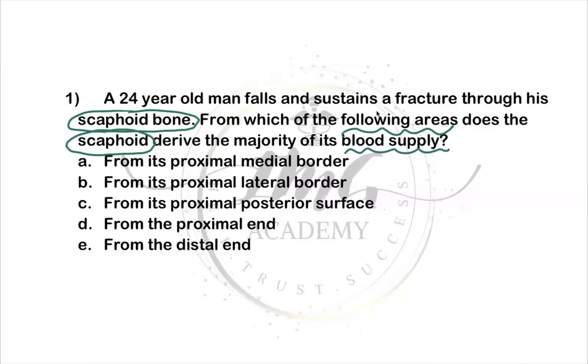So now we already know the blood supply is coming from what? The distal end, correct? And all the other options are saying it's from the proximal part. So what will be our answer? It will be E, from the distal end. Correct. Is it clear?